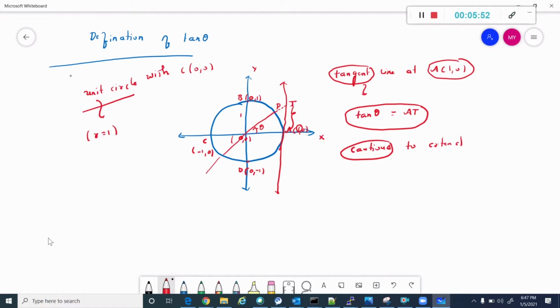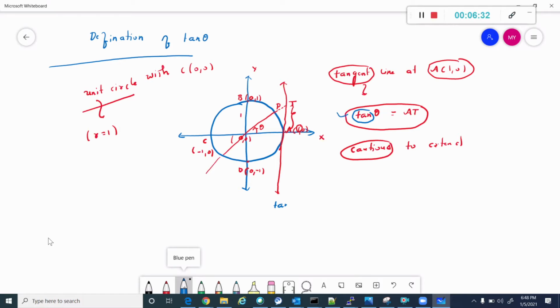Also, tan theta is this length because it is part of the tangent, so tan came from that. And this part is opposite to theta, so the name tan theta came. You have to understand this: tan came from AT being a part of the tangent, and AT being opposite to theta. That is tan theta, and if I say tan theta, you have to visualize this length. This is the definition of tan theta, right?